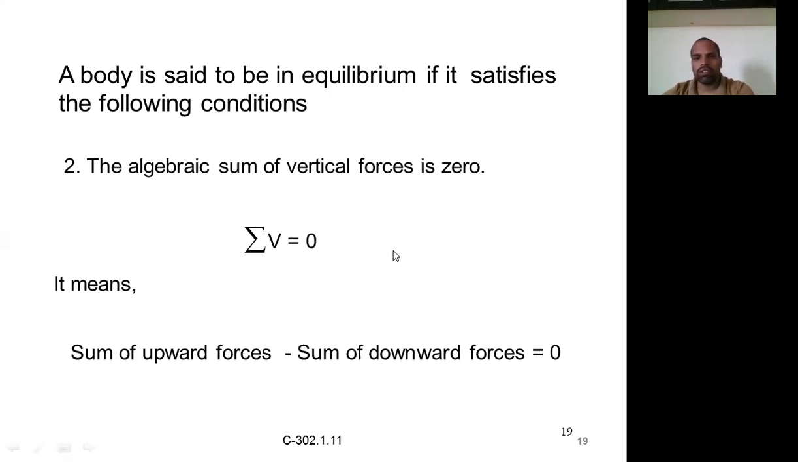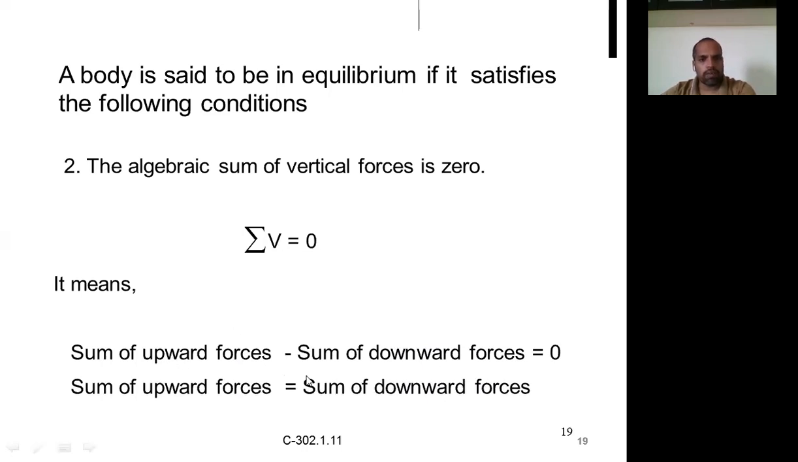In a system of forces, some forces may act upwards and some forces may act downwards. If they are summed up, the sum of upward forces is equal to the sum of the downward forces. That's what the algebraic sum of vertical forces means. The difference of these two must be 0. To be in equilibrium condition, it shall be 0.